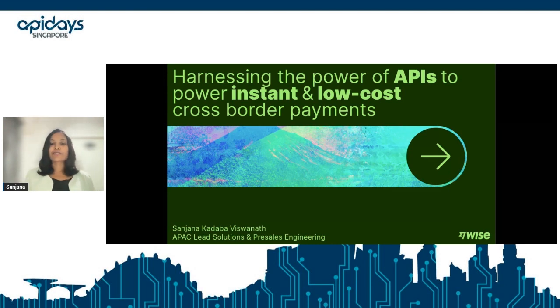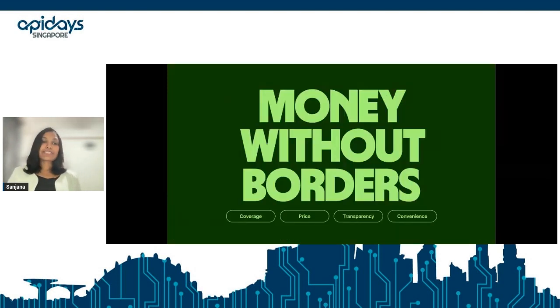I would love to take this opportunity today to showcase how we use APIs to power instant and low-cost cross-border payments for our customers at Wise and specifically at Wise Platform. First and foremost, for those who don't know about Wise, Wise is a global tech company which builds the best way to move money and manage money around the world.